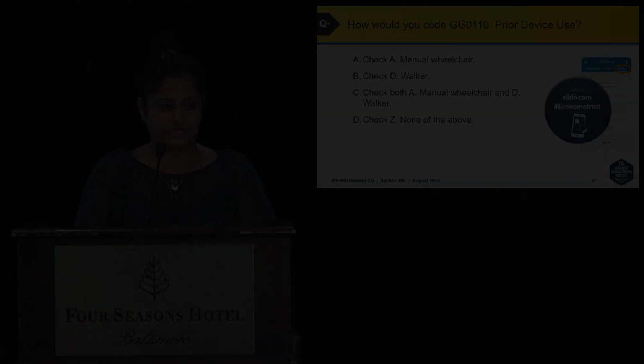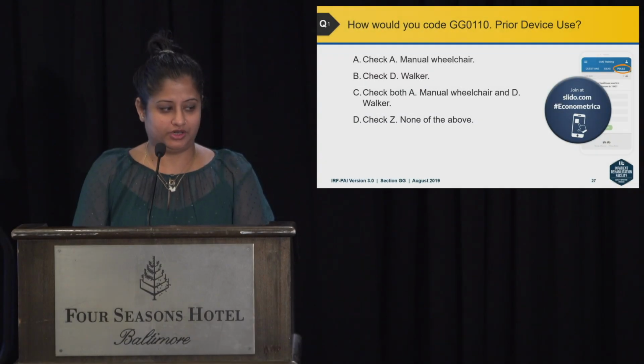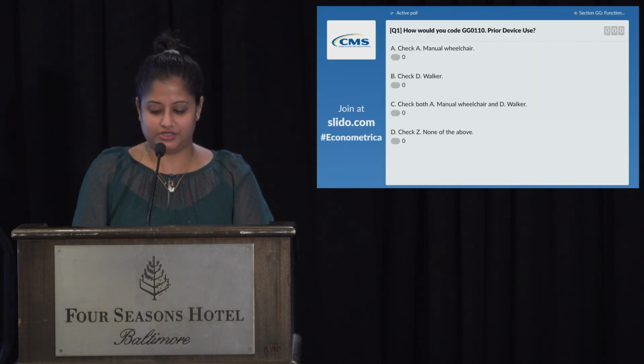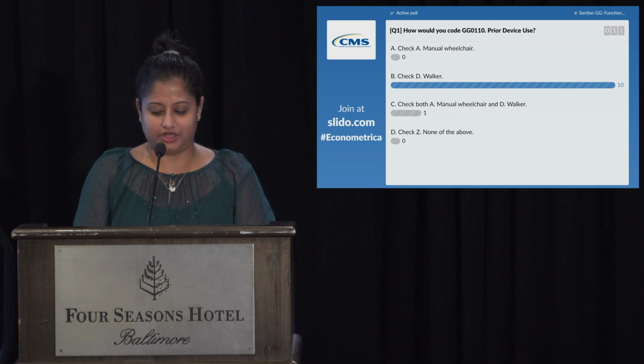Okay, so you guys will now have the opportunity to practice this on Slido. So how would you code GG0110 prior device use? Your choices are A, manual wheelchair, check D, walker, C, check both A, manual wheelchair, and D, walker, or D, check Z, none of the above. I'll give you guys just a few more seconds to get those responses coming in.